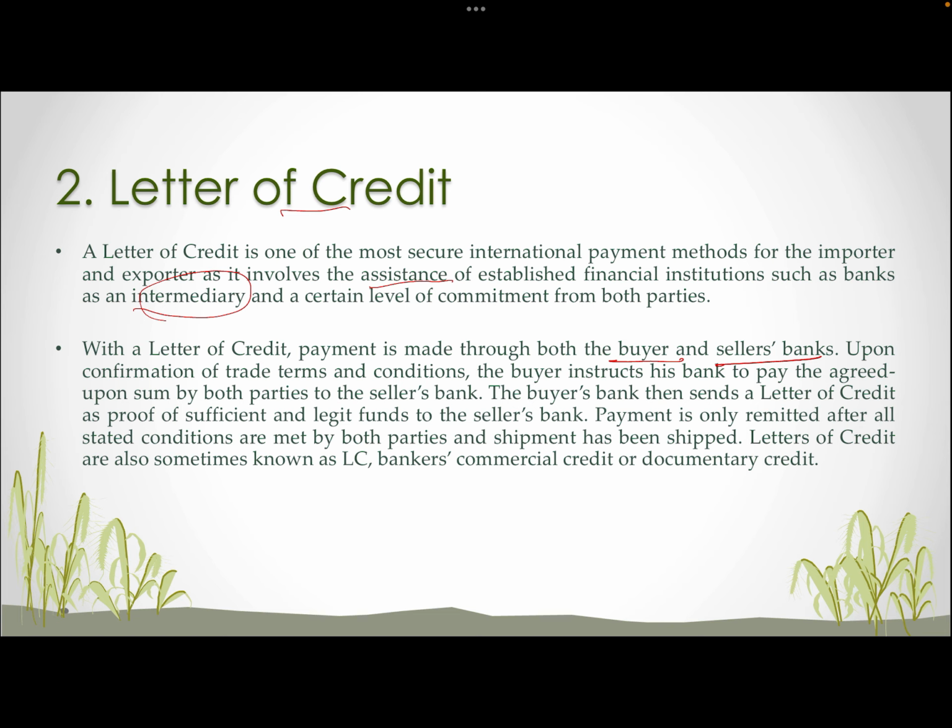Upon confirmation of trade terms and conditions, the buyer will instruct his bank to pay the agreed upon sum to the seller's bank. The buyer's bank then sends a letter of credit as proof of sufficient and legitimate funds to the seller's bank. Payment is only remitted after all stated conditions are met by both parties and the shipment has been shipped. A letter of credit is also known as LC, banker's commercial credit, or documentary credit.